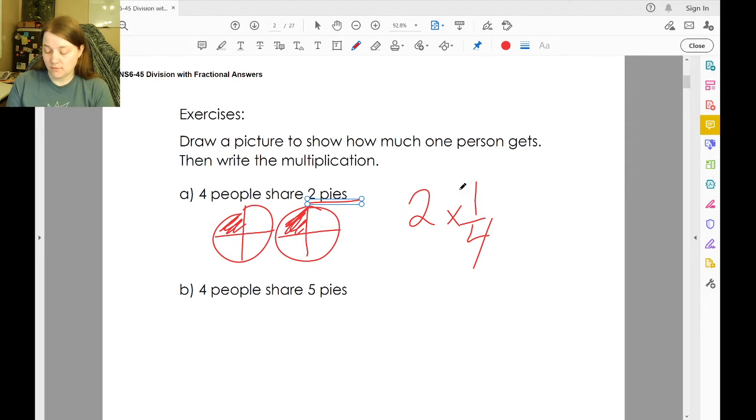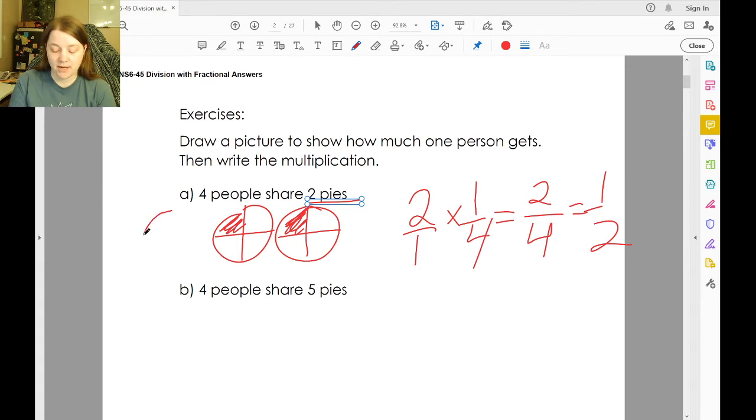2/4, because you put 2 over 1. 2 times 1 is 2. 1 times 4 is 4. 2/4 would be the same as 1/2 of a pie. So added up together, I would get 1/2 of a pie.